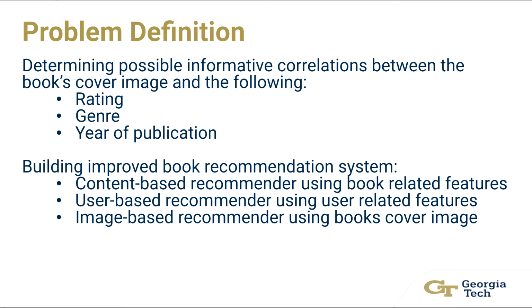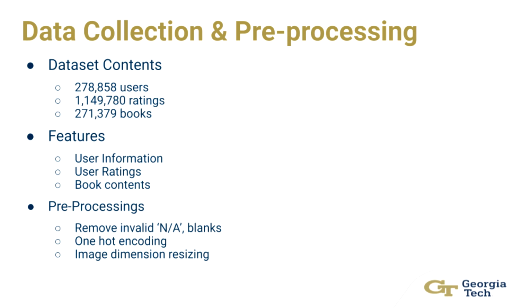Using this information, we are going to build our own recommendation systems: a content-based recommender using book-related features, a user-based recommender using user-related features, and an image-based recommender using the book's cover image. The dataset was collected with Book-Crossing user ratings from Kaggle.